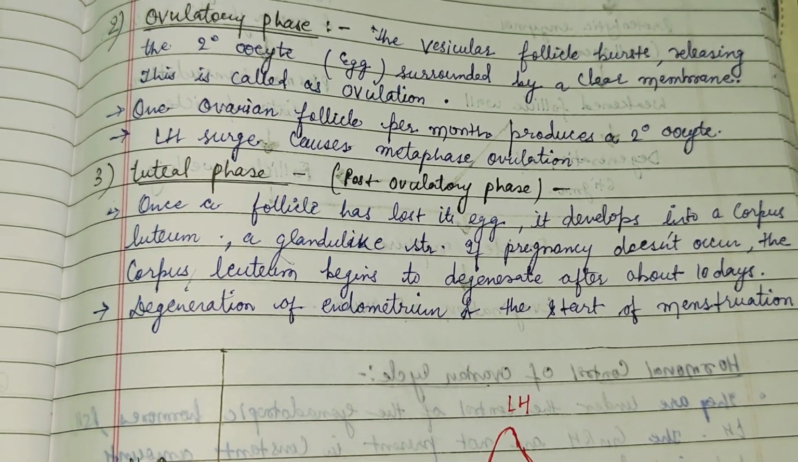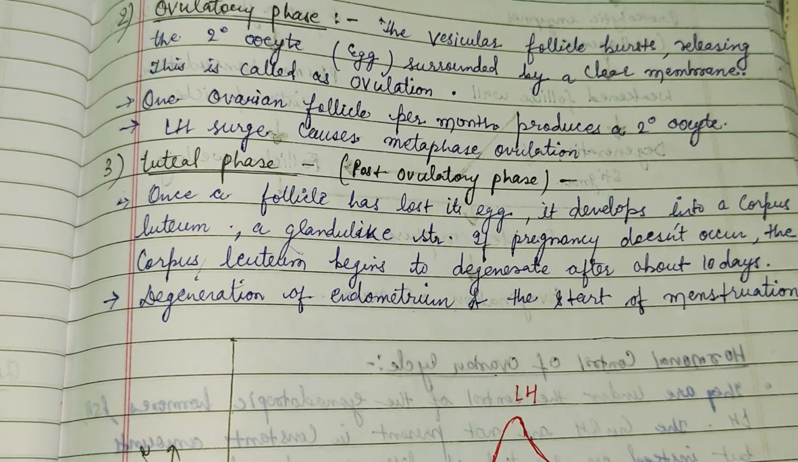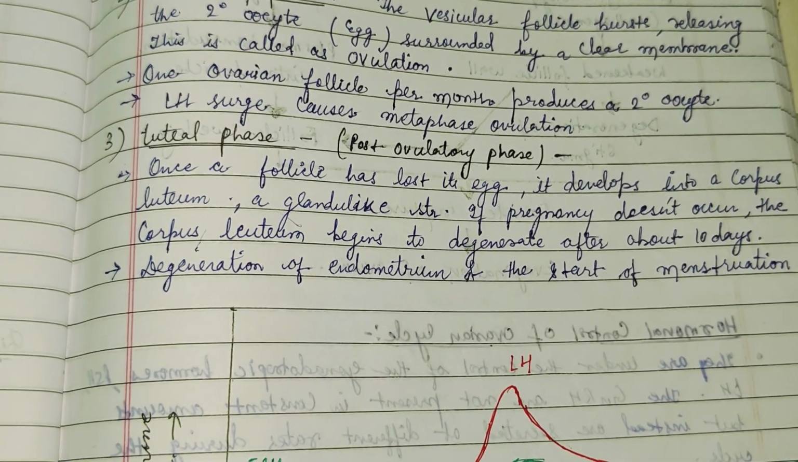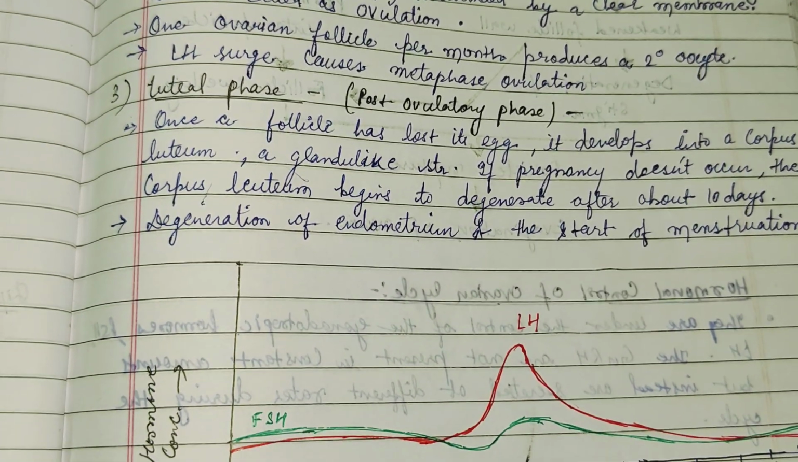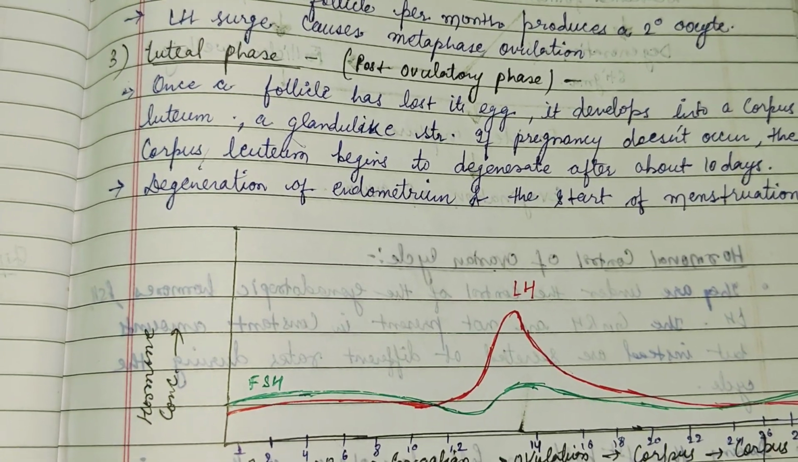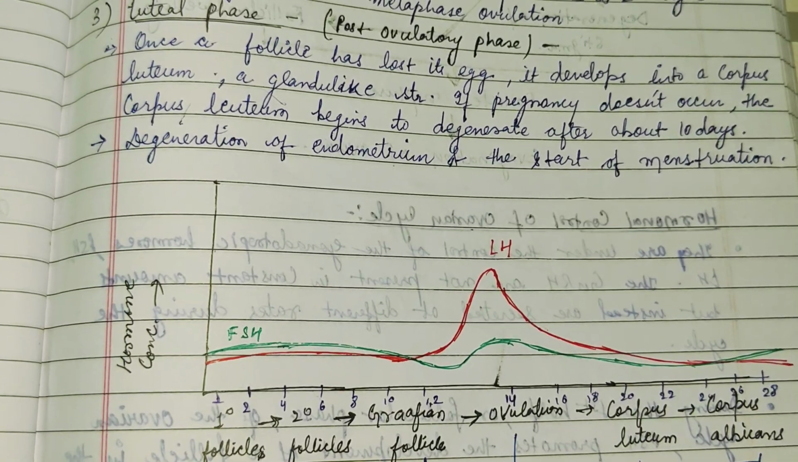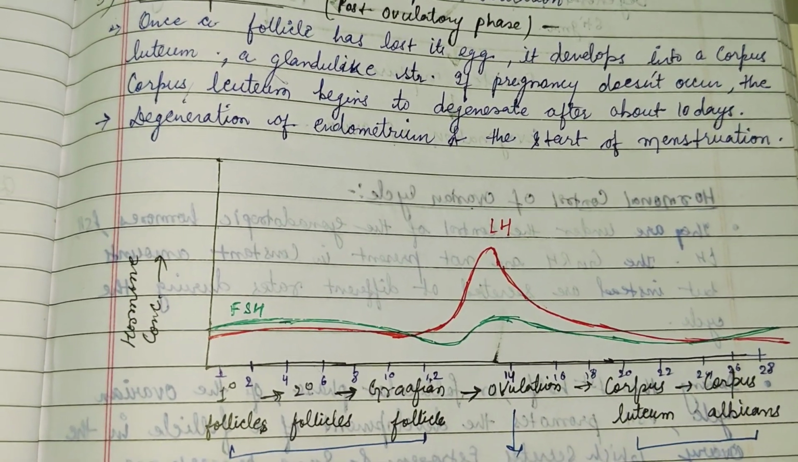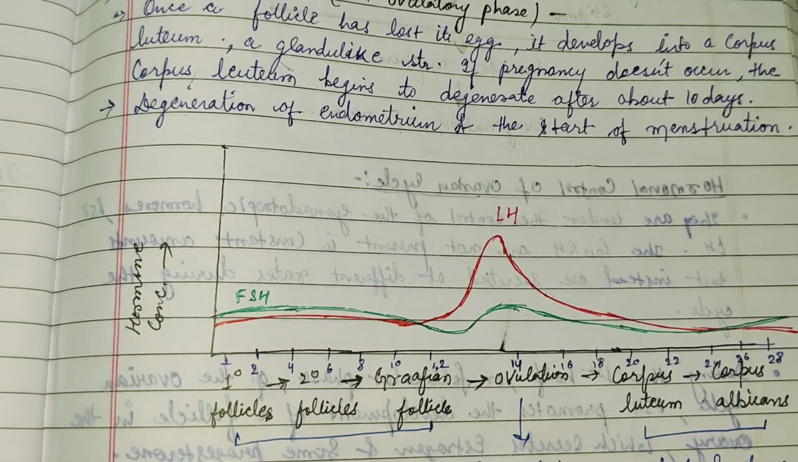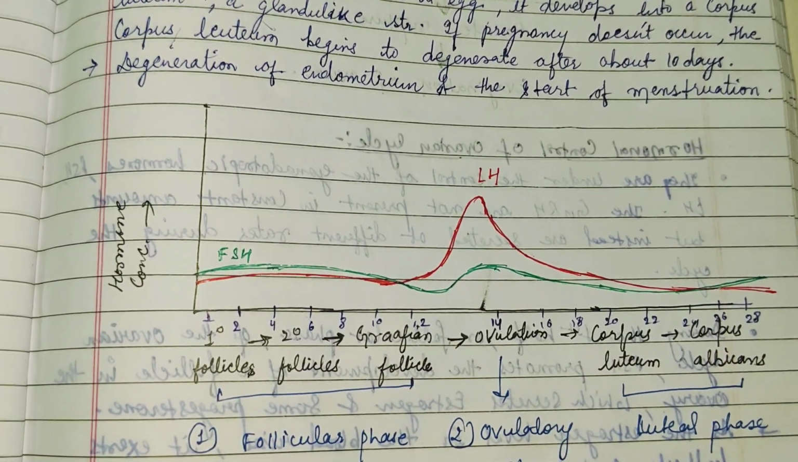The next phase is the ovulatory phase. The follicle bursts, releasing the secondary oocyte surrounded by a clear membrane. This is called ovulation, and the LH surge causes it. The third phase is the luteal phase, and it is post-ovulatory. The follicle has lost its egg and develops into the corpus luteum, the regeneration of the endometrium, and the start of menstruation.